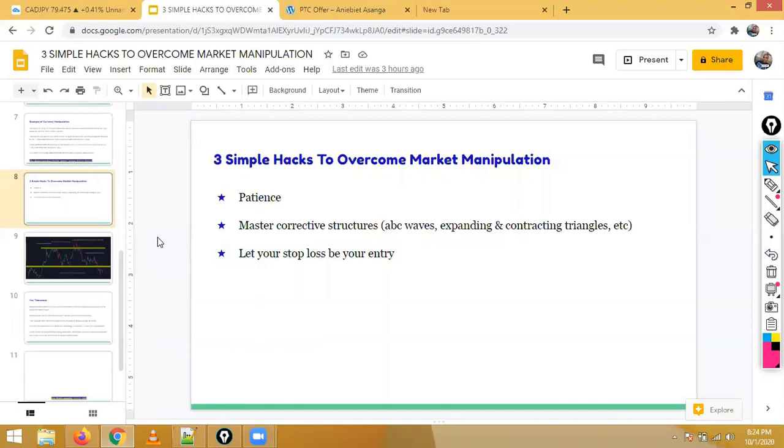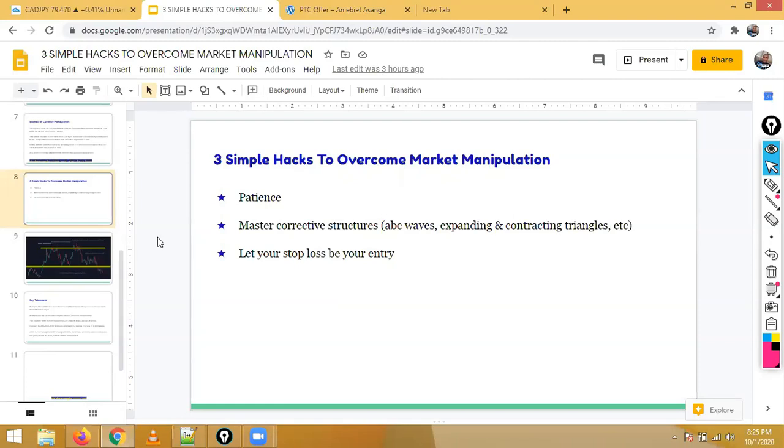Then two, you need to master corrective structures. A lot of you here may be newbies in trading, you may not understand the corrective structures, especially the ABC waves, and the expanding and contracting triangles. These are the ones that are very, very common on the charts.